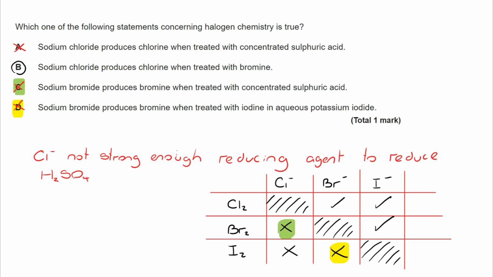Now that takes us to B. Sodium chloride produces chlorine when treated with bromine, and we can see that that one does take place. Next question.